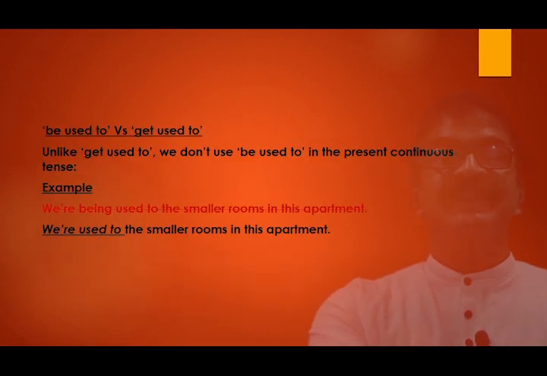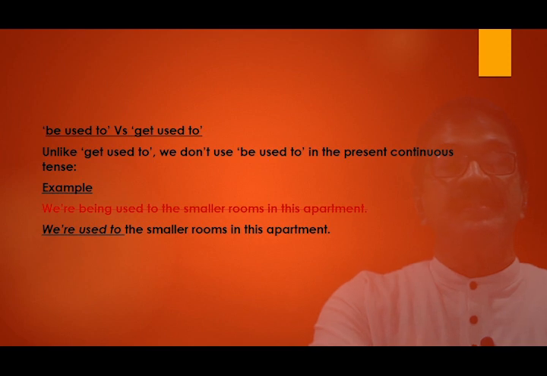Now we shall see just one difference in the usage between be used to and get used to. This goes like this. Unlike get used to, we don't use be used to in the present continuous tense. For example, we are being used to the smaller rooms in this apartment. We don't use it the wrong way. Instead, we use it this way: we are used to the smaller rooms in this apartment.